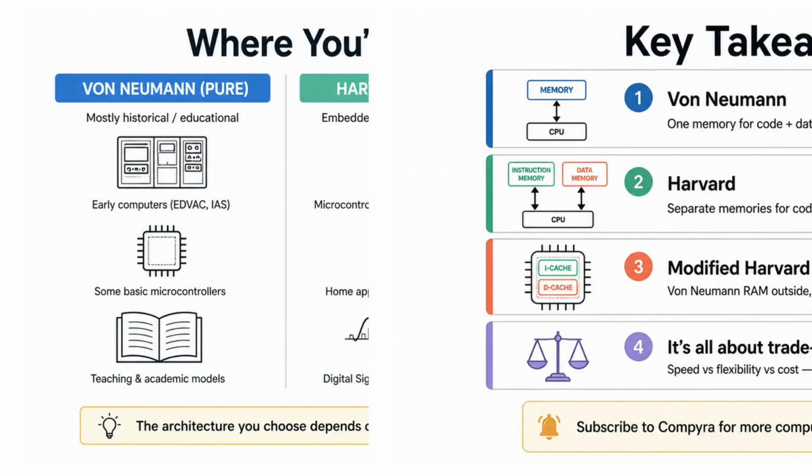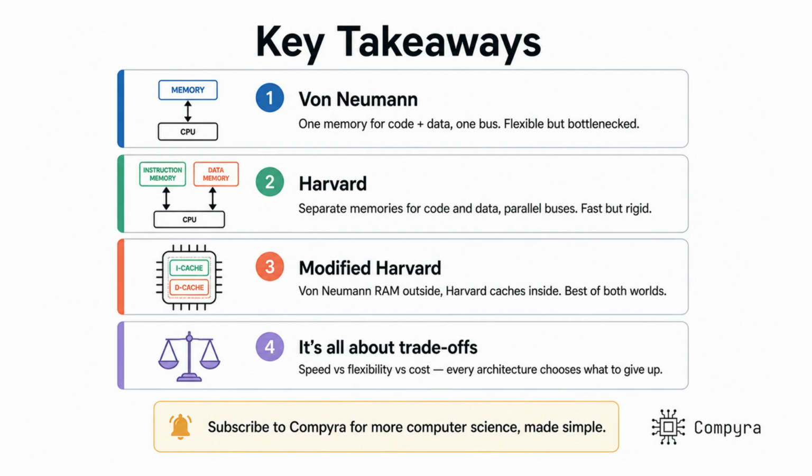Let's wrap this up. All right, let's quickly recap what we covered. Von Neumann keeps everything in one place. Instructions and data share a single memory and a single bus. It's flexible enough to run any program you throw at it, but the CPU has to take turns fetching code and data, which creates the famous bottleneck.